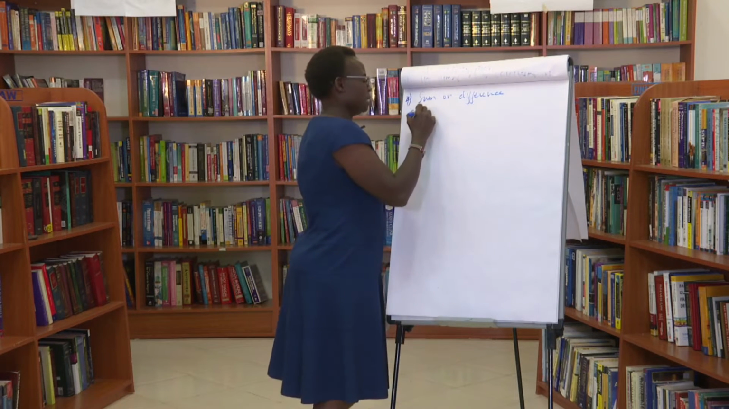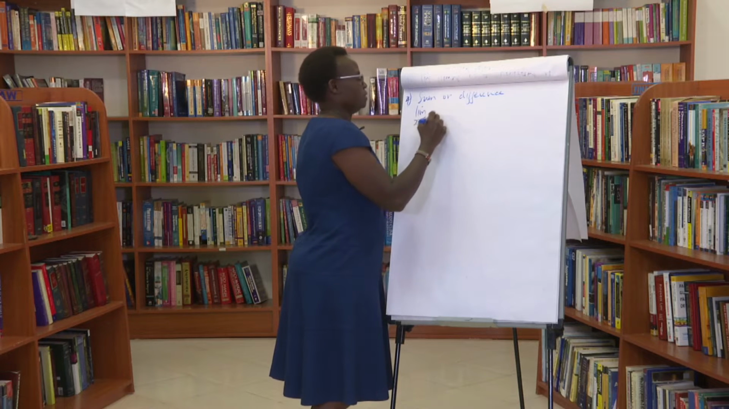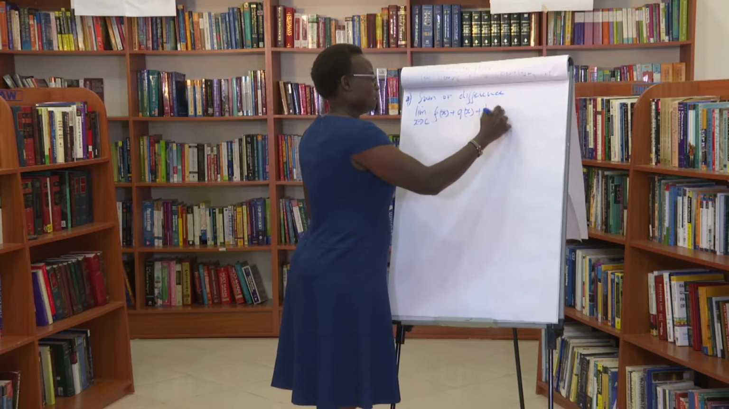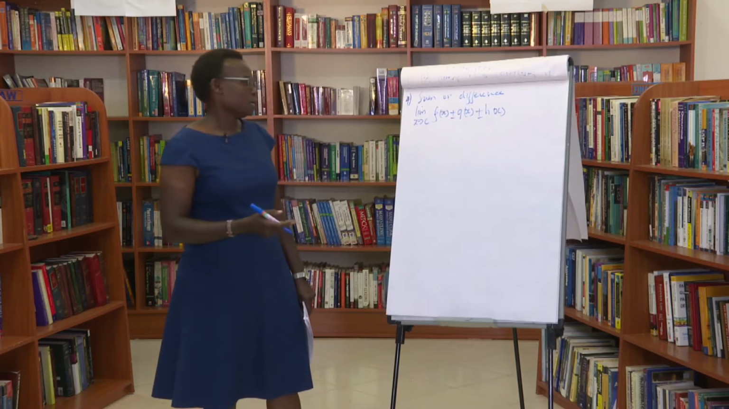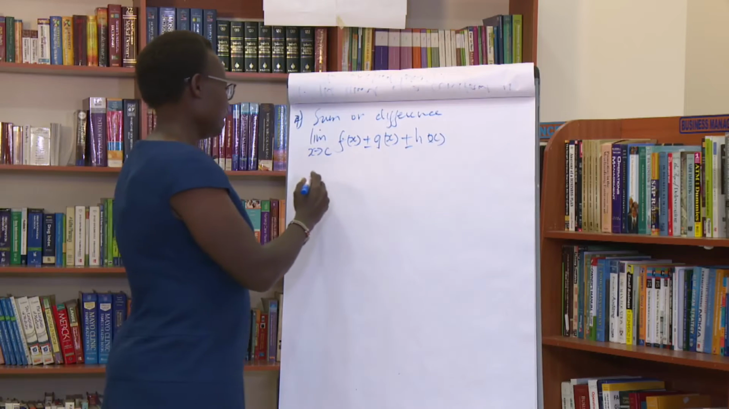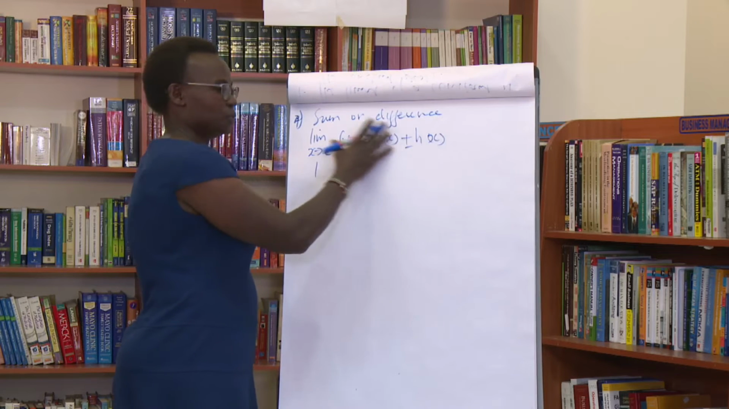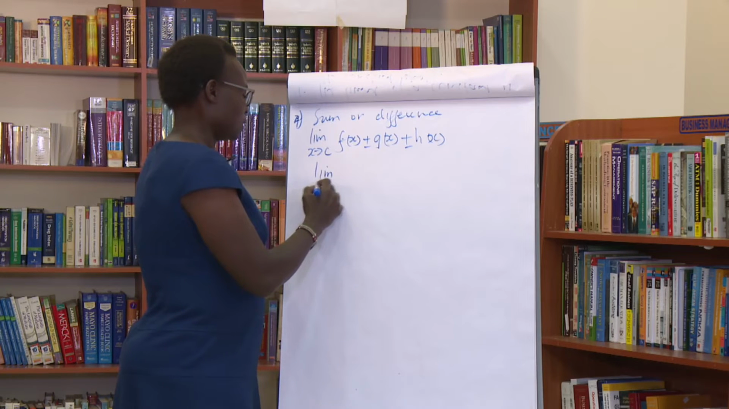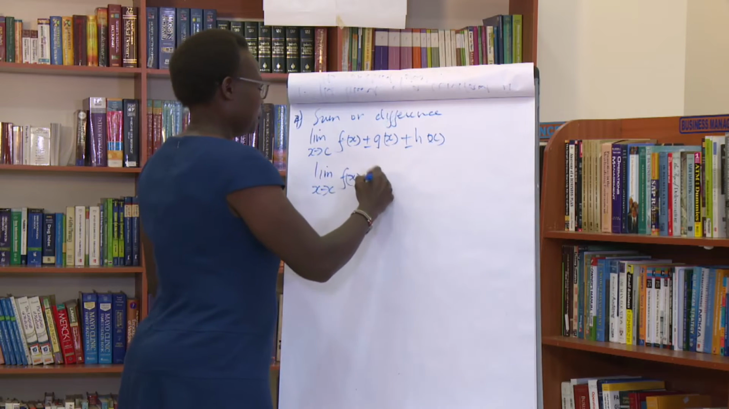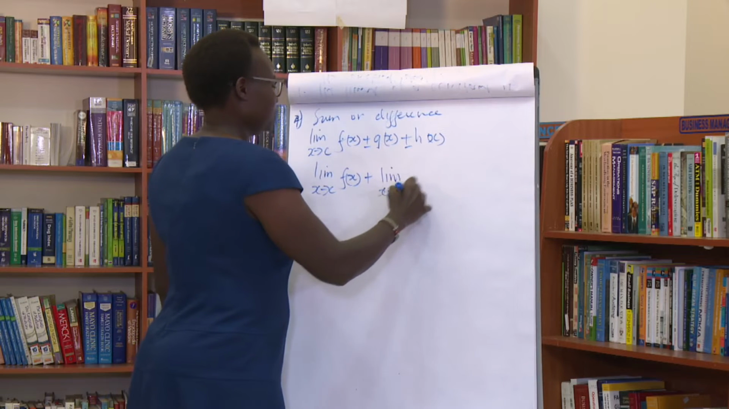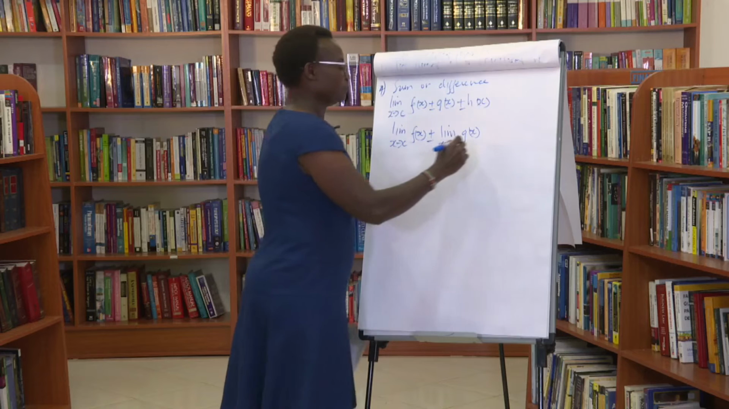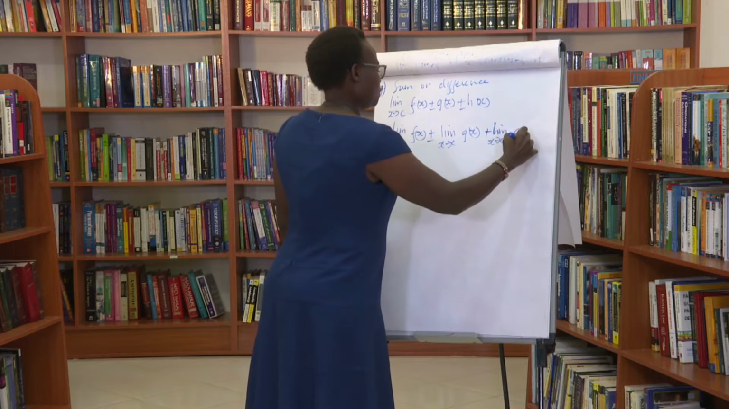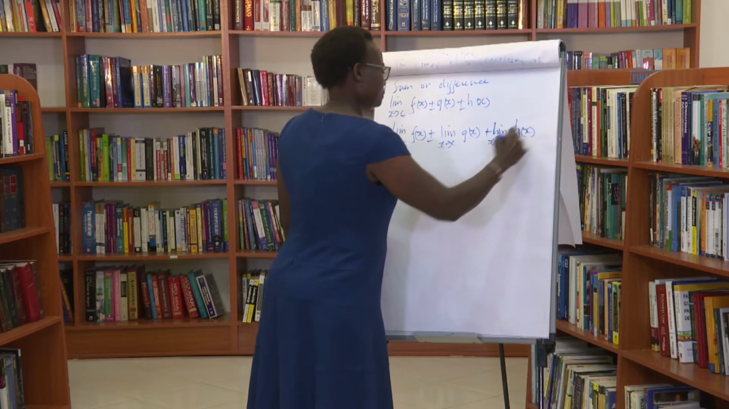So you have a limit. If you are supposed to get the limit as x tends towards c of f of x plus g of x plus h of x, plus or minus, so that you can take care of the two signs. So this would imply you get the limit. So your function is a sum or difference of many functions. So this is the same as getting the limit as x tends towards c of f of x plus, so you get the individual limits of each function and then get the sum or the difference of the limits. So this would give you again the limit as x tends towards c of h of x.